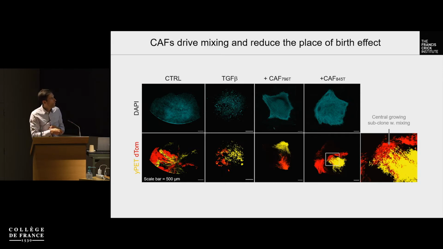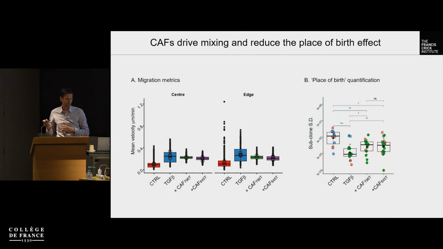And what I hope you can see is that the spots and streaks pattern of the controls, with the spots in the middle, is somewhat lost when we co-culture with the cancer-associated fibroblasts. So we get these central growing subclones, and they're very much intermixed with their neighbours, really telling us that cancer-associated fibroblasts can drive mixing and reduce the place of birth effect. And this very much correlates with migration.